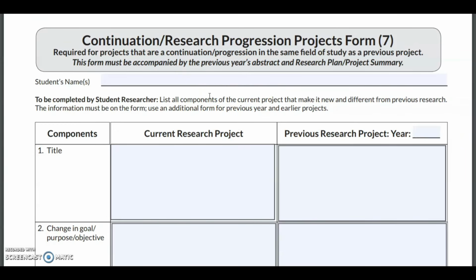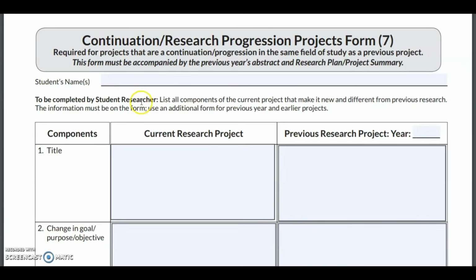This is required for projects that are a progression in the same field of study as a previous project. This form must be accompanied by the previous year's abstract and a research plan or the project summary. This form must be completed by the student researcher, so it includes the student's name.